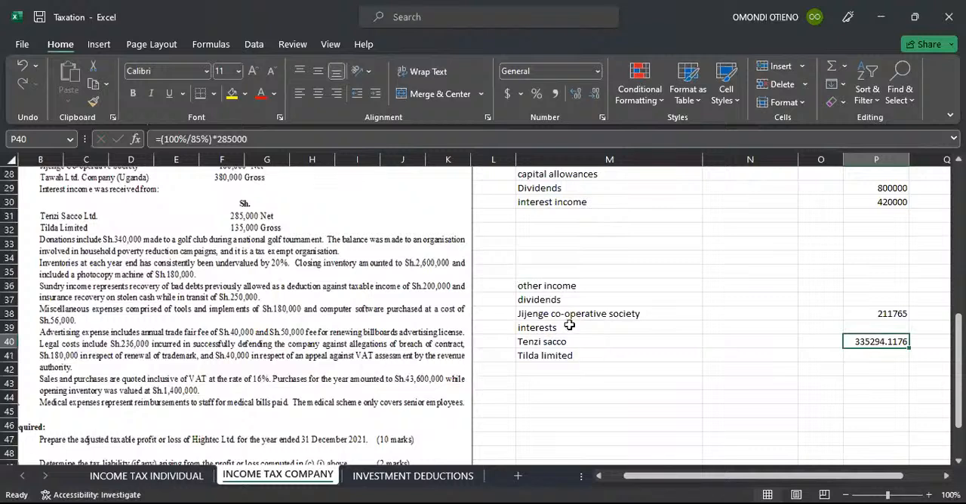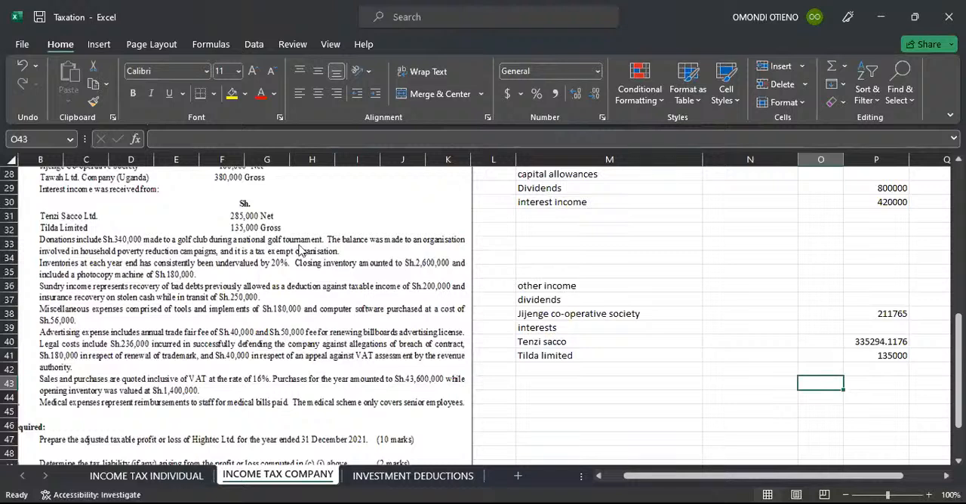Then Tilda Limited, they were just trying to confuse you there. Interest from Tilda Limited, we take the full amount, but because you've been given the gross value, we transfer the entire amount of 135,000, and that's what we have there.